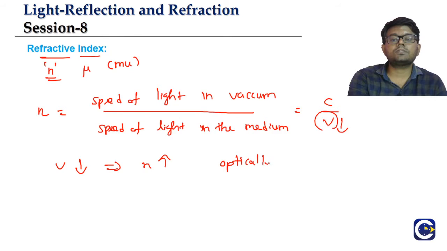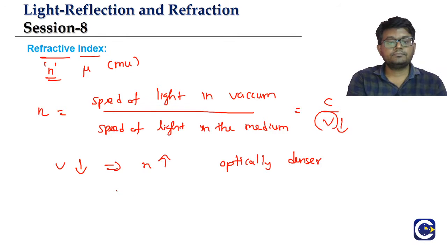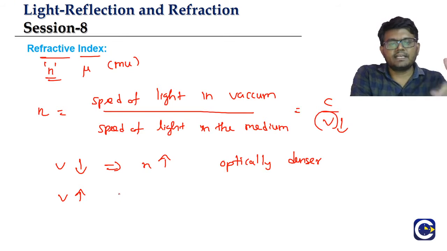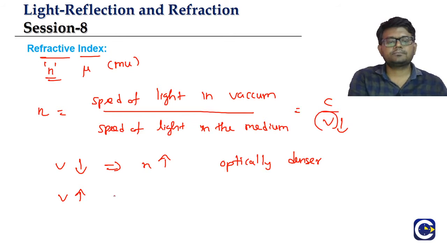We will call these kinds of medium optically denser medium. Optically denser medium means for them the refractive index value will be higher, and that means in those medium the speed of light will be less. If the speed of light is higher, it can come maximum up to C. Then the value of refractive index will be less.